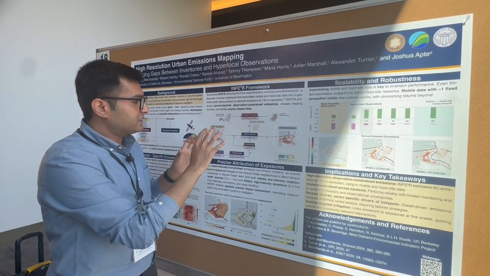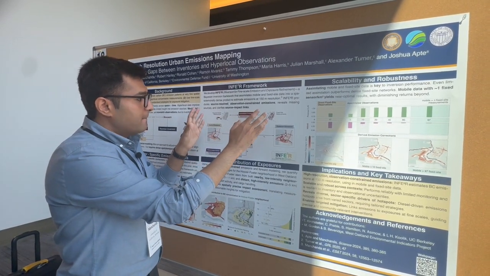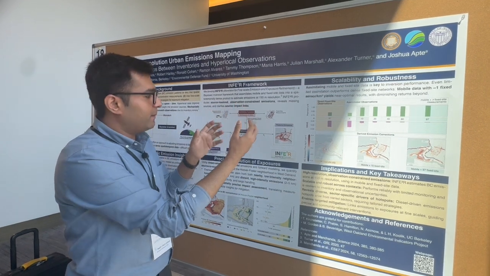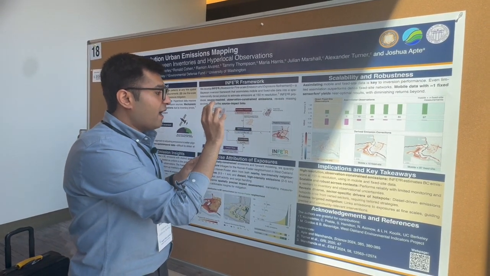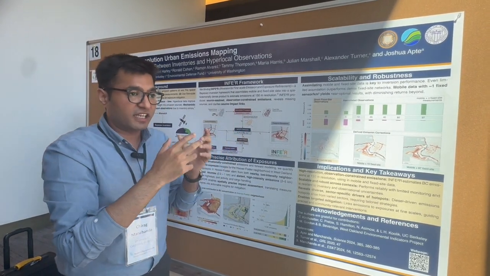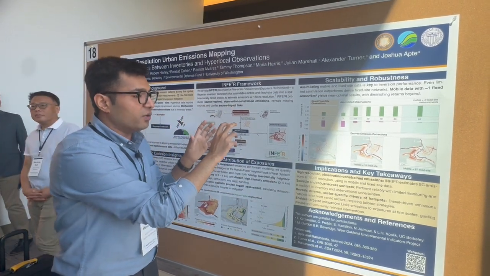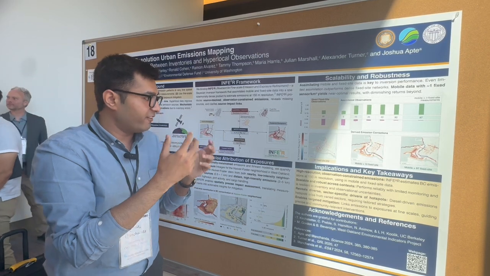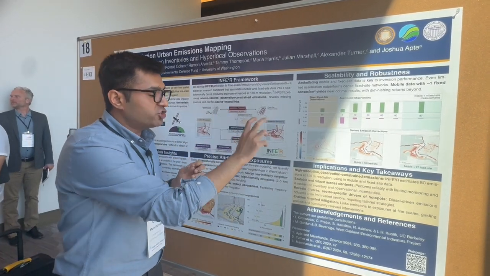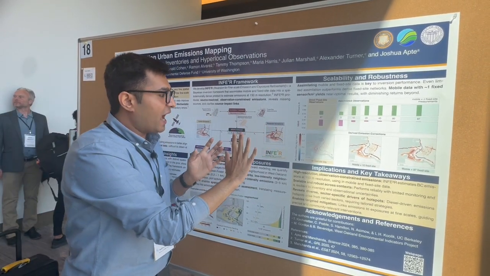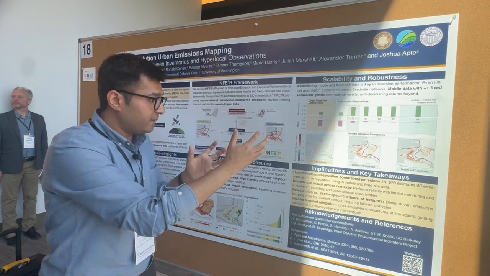So what we're doing here is, for step one, we're integrating two different hyperlocal measurement paradigms to build up a spatio-temporally dense observational constraint. We combine that with an a priori set of emissions and an inversion framework that we developed called INFER to come up with posterior or corrected emissions which align really well with what's truly observed.